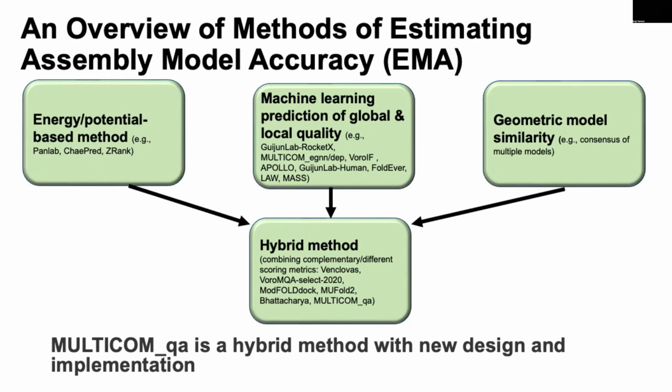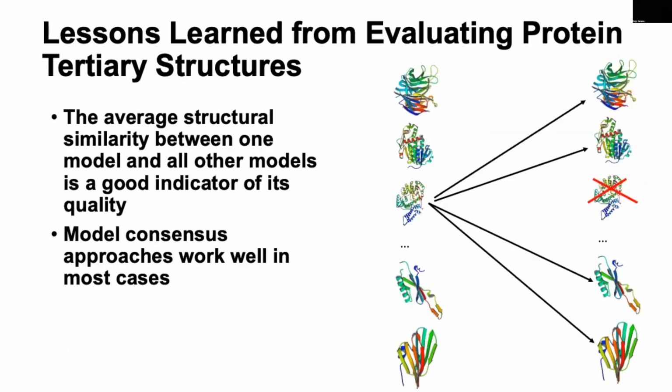So our method, MultimerQA, is a hybrid method, trying to combine different scoring metrics with a new design and implementation. We are new to this field, so we draw the lessons from the tertiary structure prediction in order to design this complex structure prediction method. The most important lesson we learn from the tertiary structure prediction is the similarity between one model and all other models. The average similarity is a very important indicator of the quality of that model. These consensus-based methods actually work well for many targets.